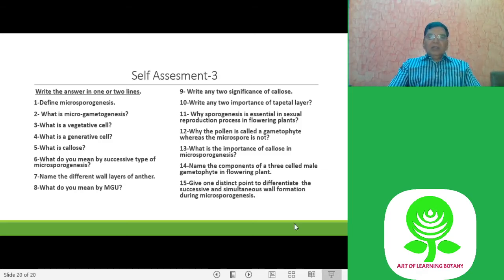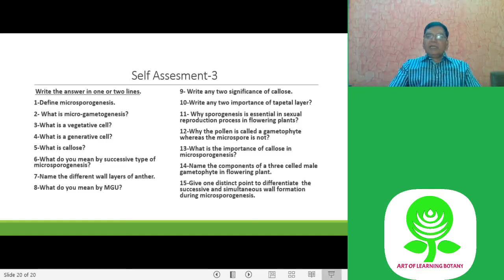Okay. What do you mean by successive type of microsporogenesis? The microsporogenesis where cytokinesis occurs at the end of meiosis 1 and at the end of meiosis 2, at both. And it leads to formation of isobilateral type of microspores. Name the different wall layers of the anther. From the outside: epidermis, endothecium, middle layer, and tapetum. What do you mean by MGU? It is called male germ unit, the functional unit of fertilization.